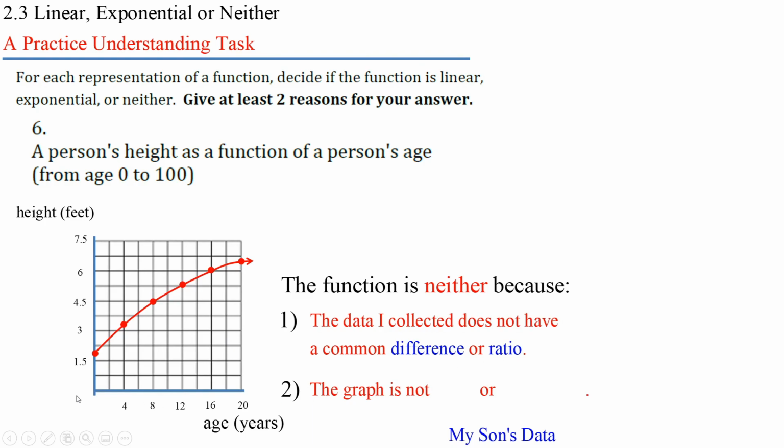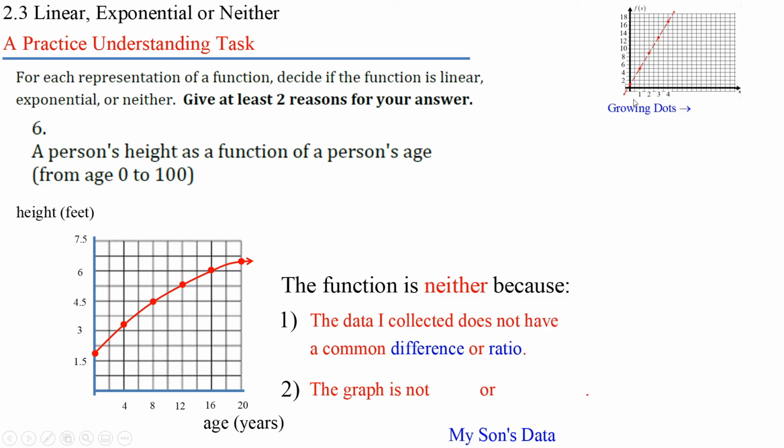But now, more important, the graph is not... this is how I've answered this common difference or common ratio question by using the graph, but I'm picturing graphs of linear and exponential functions. And I'm going to go back to mainly our previous module. This was the graph that we created for growing dots. Notice it's a perfectly straight line.